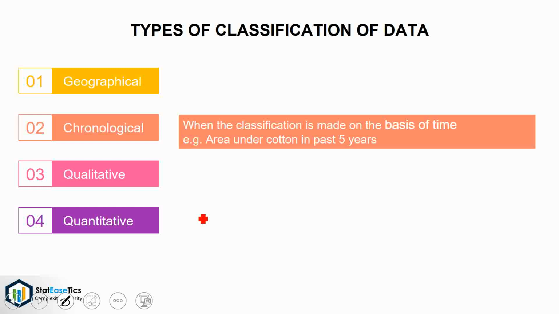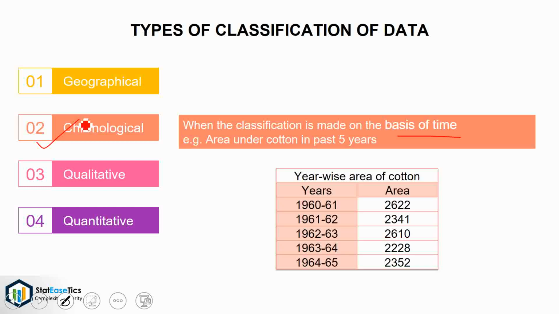When the classification is done based on time, it is called chronological classification. For example, year-wise area of cotton. Here the area is noted for the past 5 years, and hence it is an example of chronological classification.